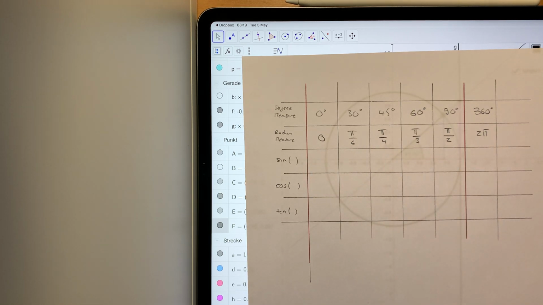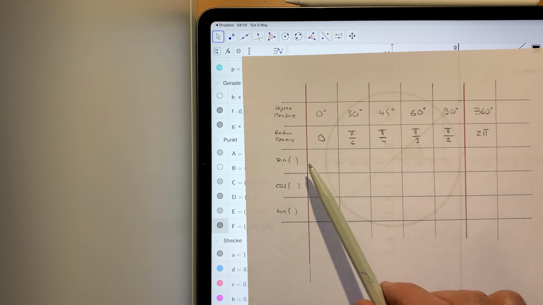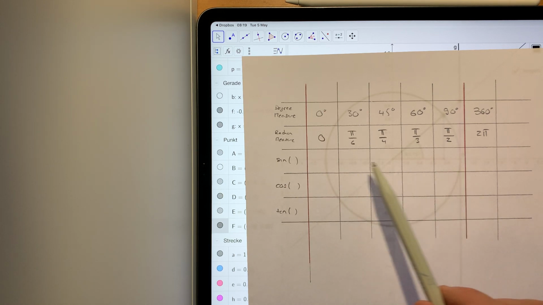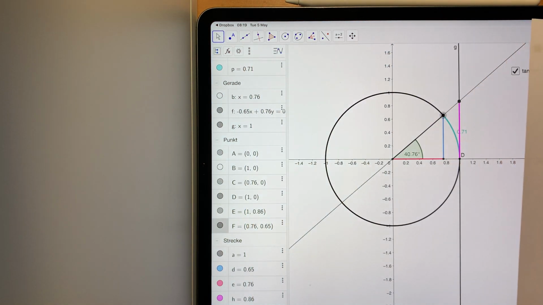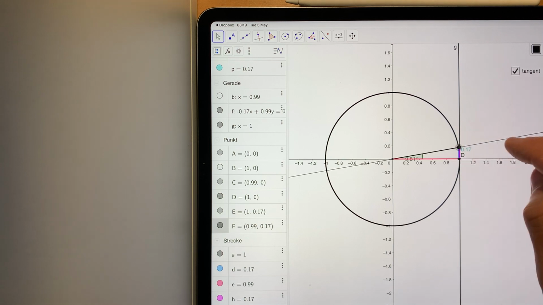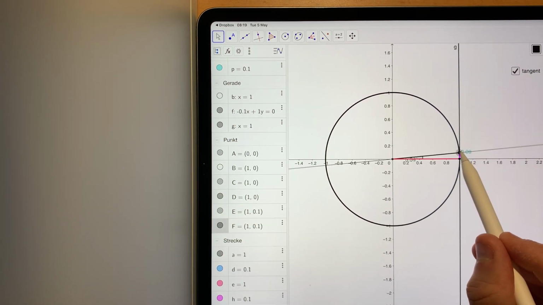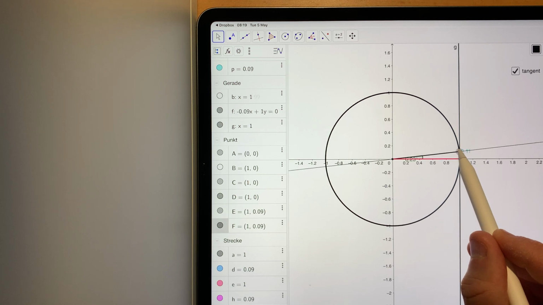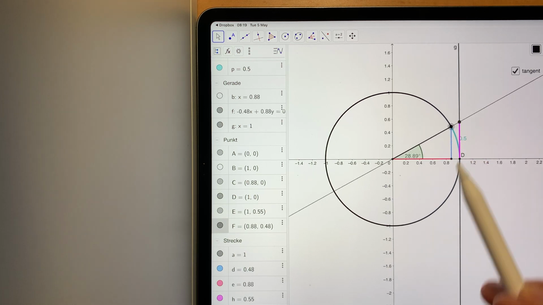So we know all of this. But what we would like to know now is what are the sine, cosine, and tangent values for these numbers here. Well, sine of 0 degrees: your blue line will go down to 0. And your cosine, the red line, will go to 1. And the tangent will go to 0 too.